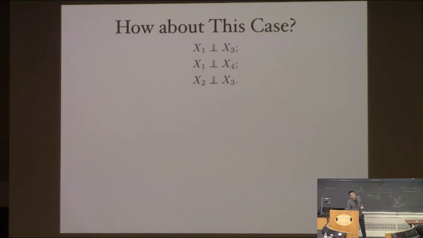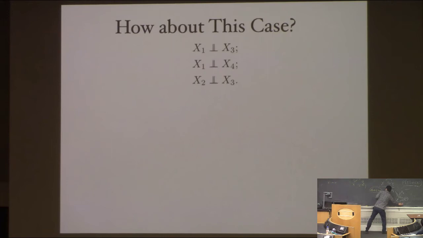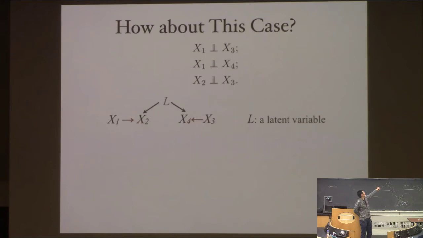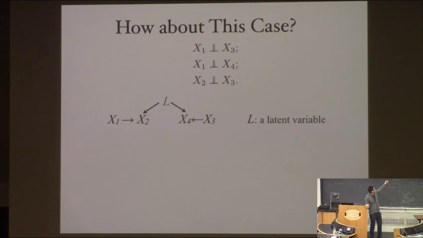Another example. You have independence between 1 and 3, independence between 1 and 4, and independence between 3 and 4. Now, can you just draw this causal picture? Okay, to save time, I will skip this. Basically here, they are independent. In this case, there must be confounders behind x2 and x4. Otherwise, you cannot have independence between 1 and 4. And furthermore, x2 cannot be a cause of x1.